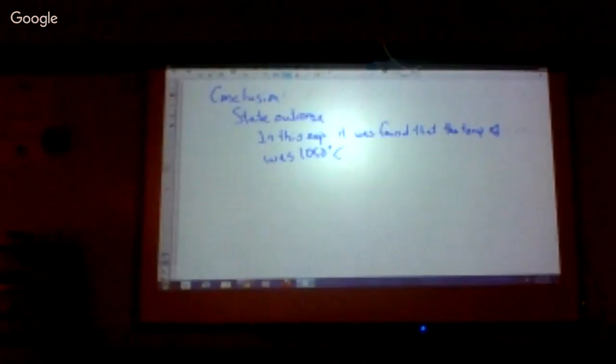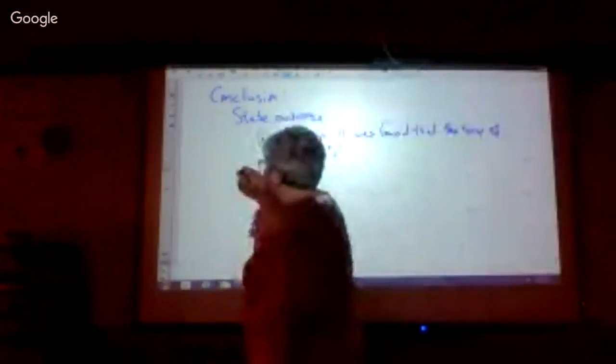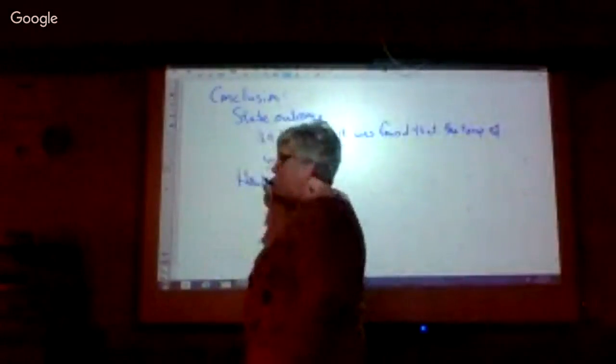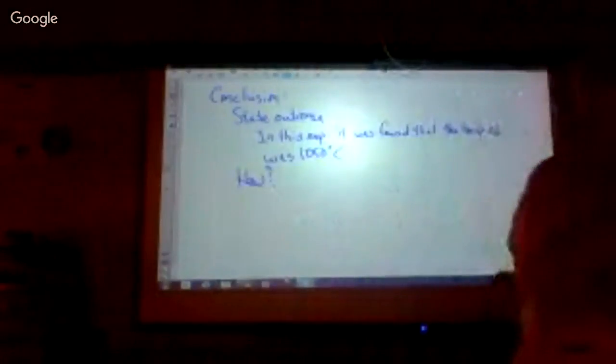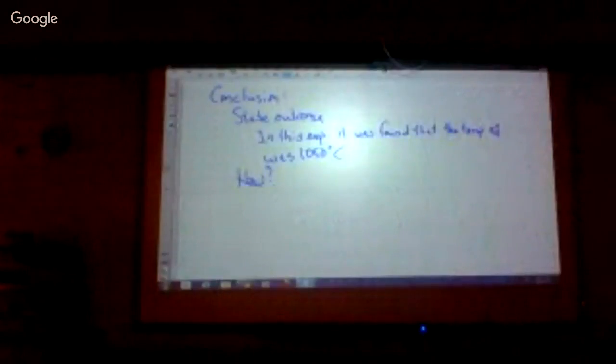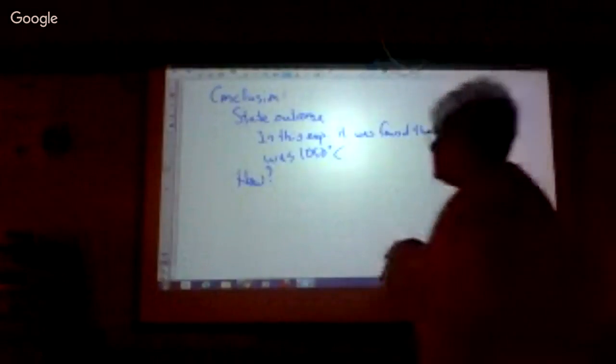What follows is support. You know you have claim, evidence, reasoning, right? Our claim is the outcome of the experiment. Now we have to support that claim with the evidence, and the evidence is how you did it and your data. So the second part of this is you're going to tell me how. How did you figure that out? Very simply, you're not telling me the procedure. Here's where you start using the science.